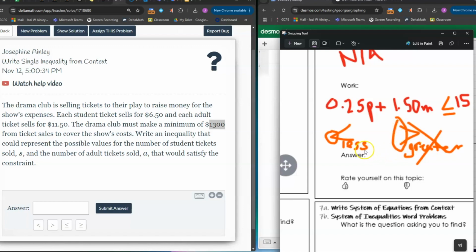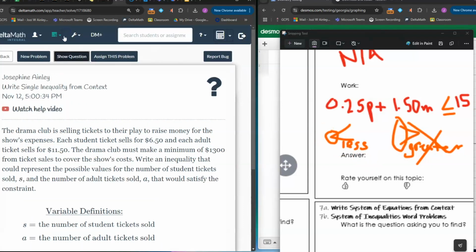Can I have less than? Can I have $4? If I have a minimum of $5, can I have 4? No, so it would not be less than, it would be greater or equal to. All right, I'll do another one.